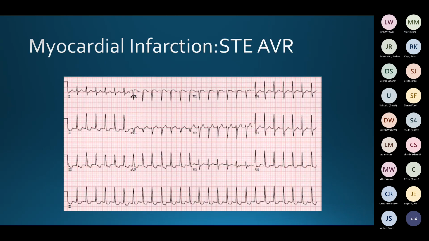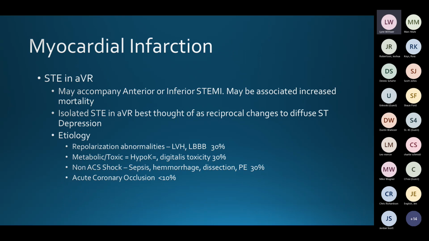Okay. So the last couple slides that were on were ST elevation in AVR, and the most common reasons that happens is because of either left bundle branch block, LVH, hypokalemia, digitalis toxicity, or shock from sepsis, hemorrhage, dissection. And acute coronary occlusion is only the minimal amount of it, less than 10%.